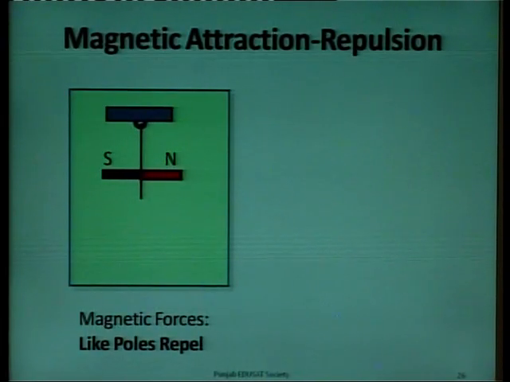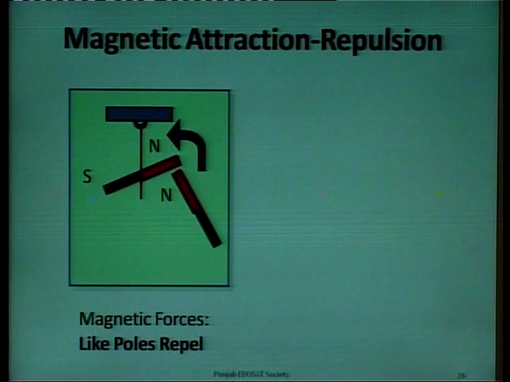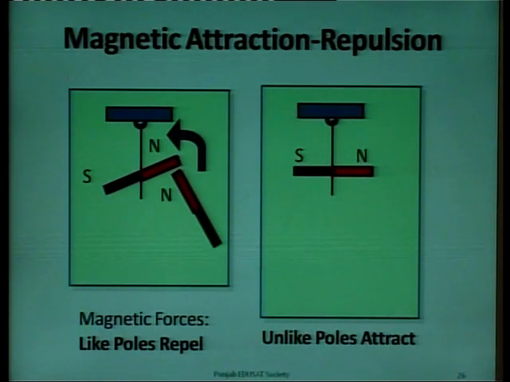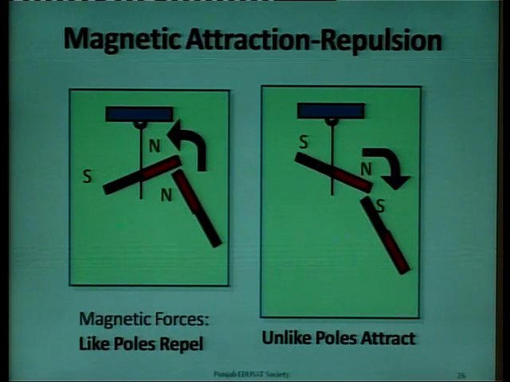Then we are having the magnetic attraction or repulsion. These are the magnetic forces: like poles repel each other. If we put the north and north poles towards each other, then they will repel each other. And if we are having unlike poles, as we can see, the north will attract the south and south will attract the north. So, this is called the magnetic attraction and repulsion.